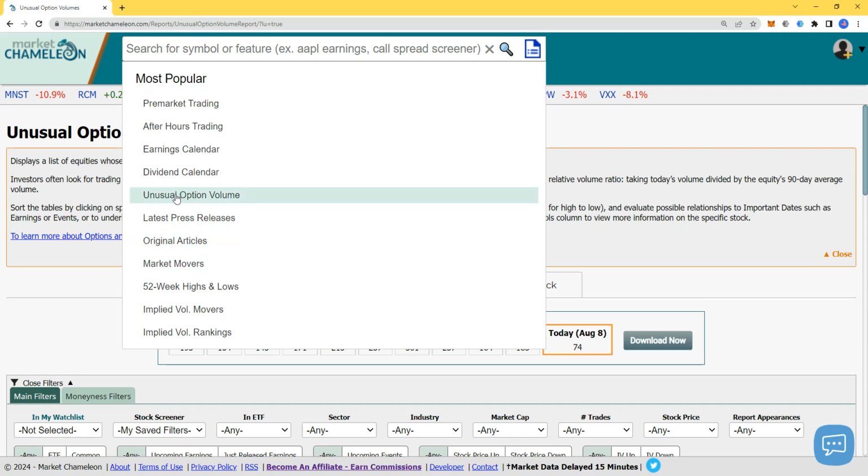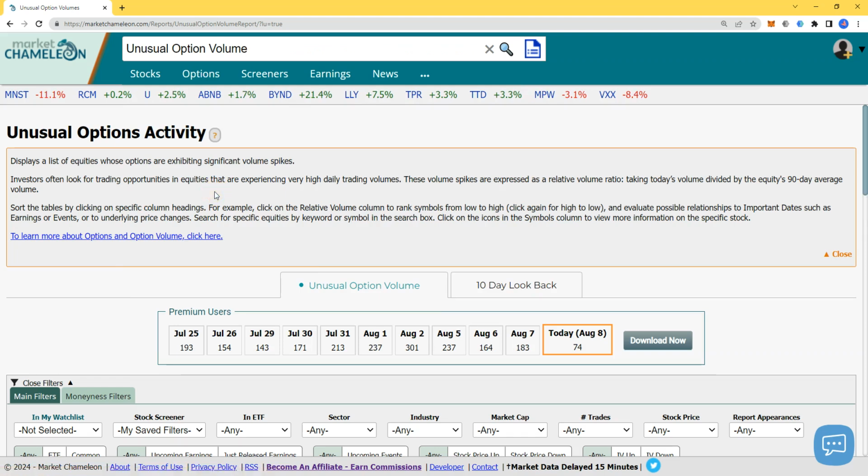But today we're gonna focus on this one. This is new. I haven't done this, but I wanna go over it because I saw something interesting about Robinhood stock that posted earnings. So let's click on unusual option activity.